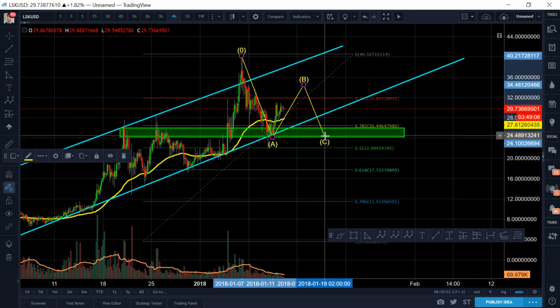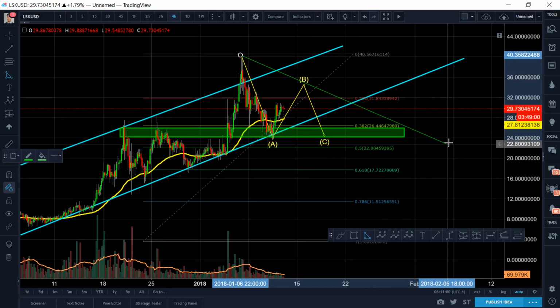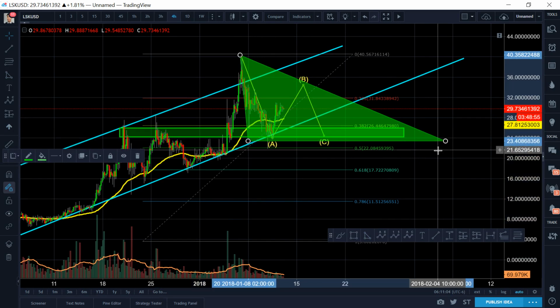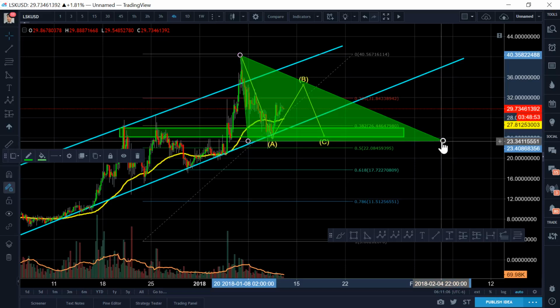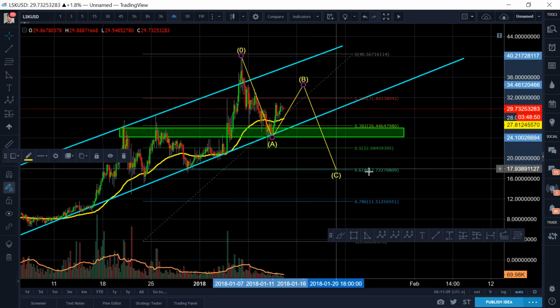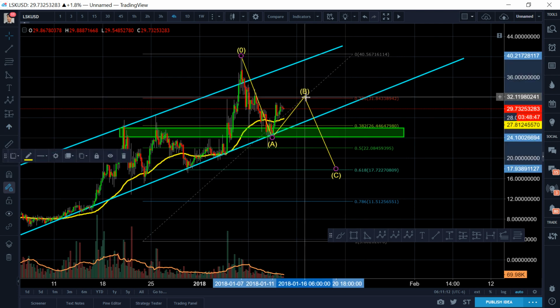So if it does hold support here, then great. For now, we might get a triangle, a symmetric one, where we evaluate if it holds or not. And if it doesn't hold in here, then we might even drop down to a lower Fibonacci region, and then it forms a zigzag.